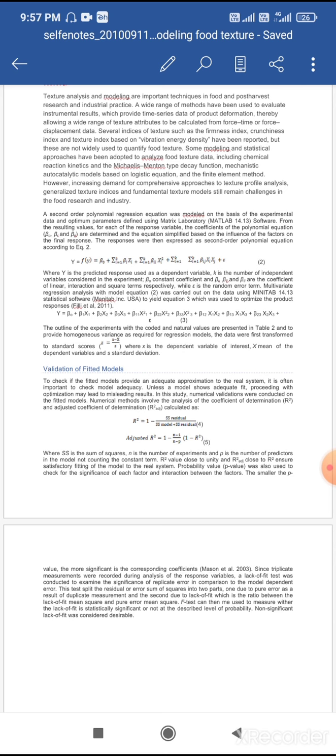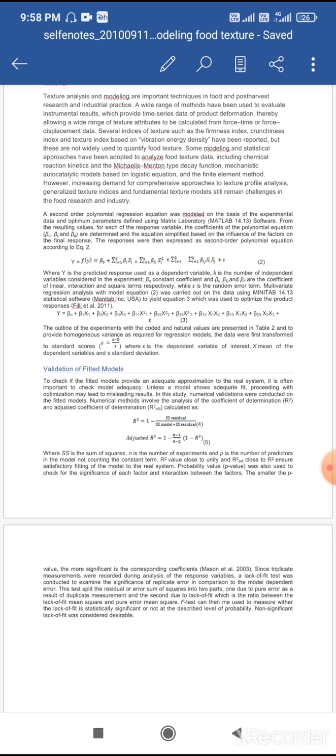Where y is the predicted response used as the dependent variable, k is the number of independent variables considered in the experiment, b0 is the constant coefficient, and bi, bij and bjj are the coefficients of the linear, interaction and square terms respectively.